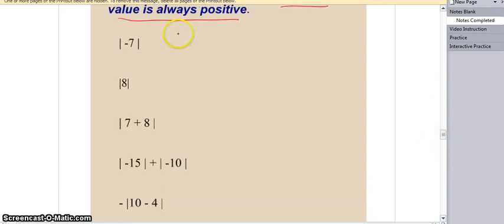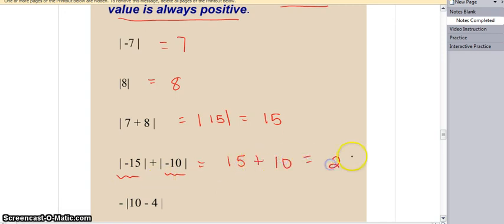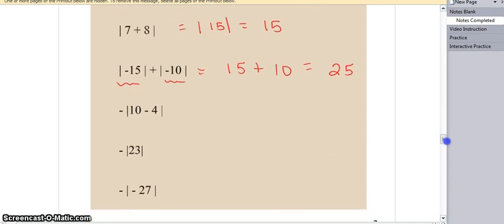For the absolute value of negative 7, you should have 7. The absolute value of 8 is 8. The absolute value of 7 plus 8, you need to take the absolute value first. So show me that step. Then take the absolute value of 15, which is 15. In the next problem, you have to take the absolute value first in each of these. So the absolute value of negative 15 is 15. The absolute value of negative 10 is 10. And you should have 25 as your final answer.